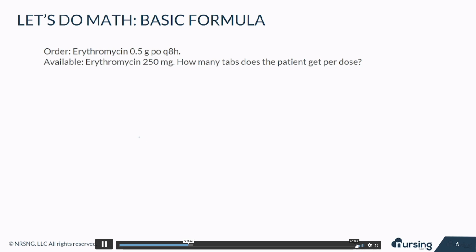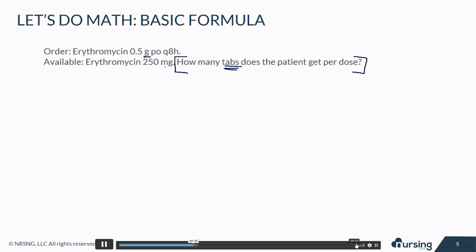Take a look at what the question is asking. In this case, the question is asking how many tabs does the patient get per dose? Okay, so we're looking at how many tabs. So already we have a unit of measurement that we should be looking at, okay? But now take a look at the actual unit of measurement.